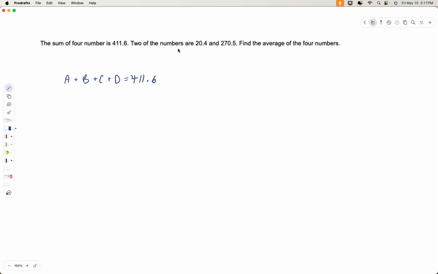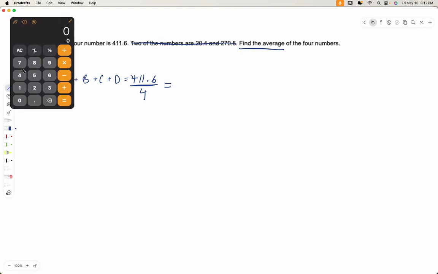That is extra information that we don't need. This is totally unnecessary because we're supposed to find the average. And when we have 4 numbers and they're given the sum, all we have to do is divide that by 4 to get the average. So we just take that number, 411.6, and divide it by 4. It's a trick question.